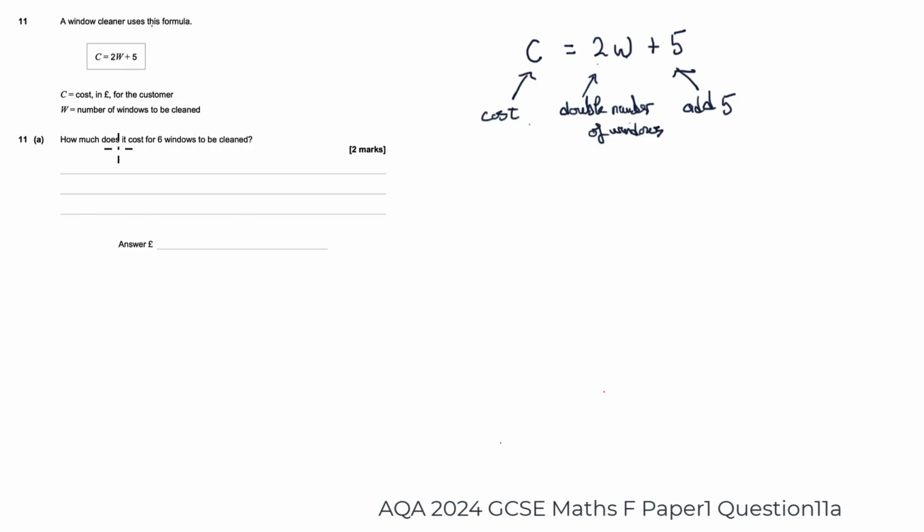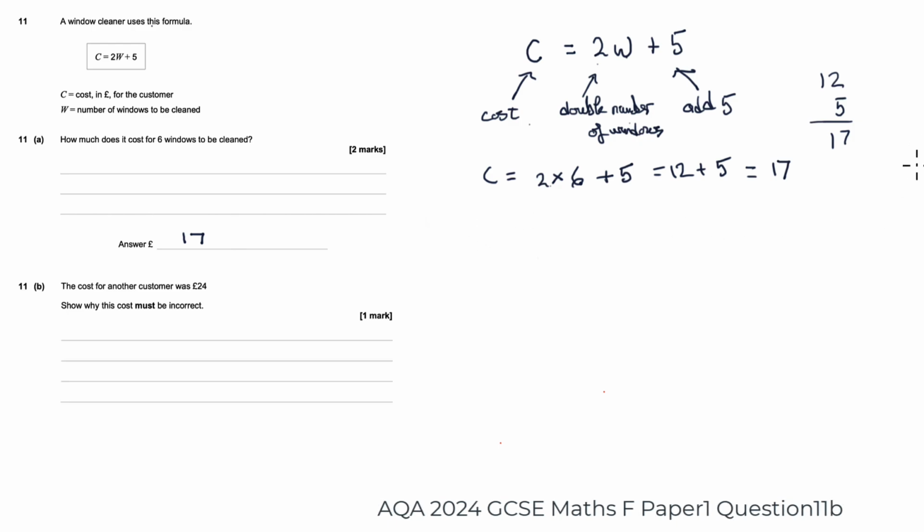So, how much does it cost for 6 windows to be cleaned? So we double the number of windows and then add 5. So the cost will be 12, 2 6's are 12, plus 5. And if we add 5 to 12, we get 17. And that's measured in pounds. So it's 17 pounds that is charged. Let's move on to part B.